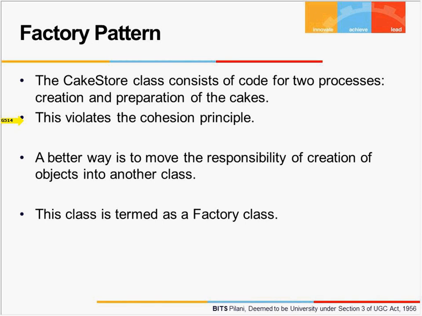So a better way is to move the responsibility of the creation of objects into another class, and we term this class as a factory class, right? So all creational logic is moved to a factory. A factory is one which is responsible for creating the object based on n number of if-then-elses, and my cake store is only requesting the factory for the object of the cake that is requested, and then you just prepare and bake and decorate and box the cake when an order is placed, right?